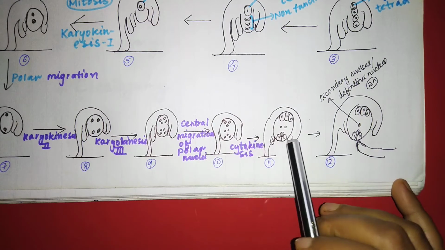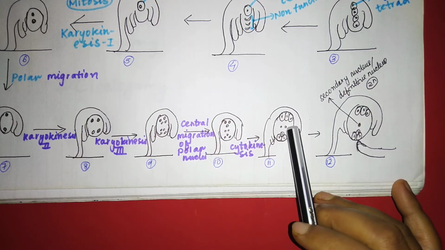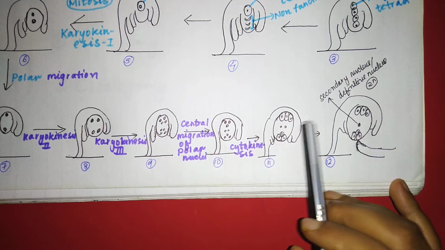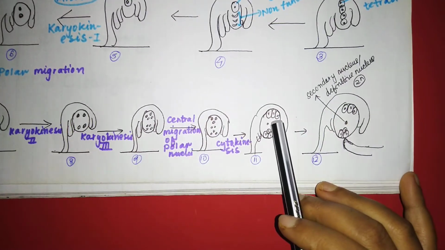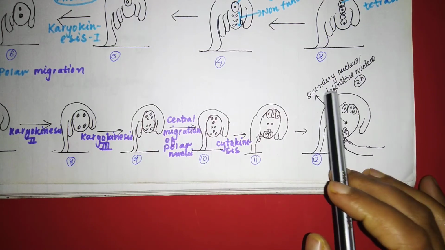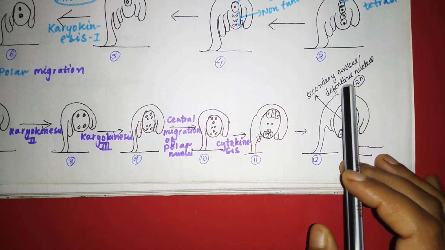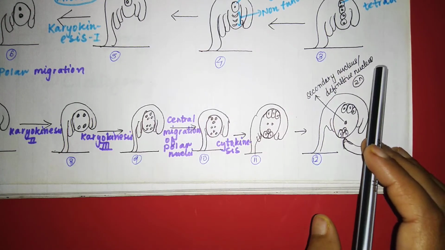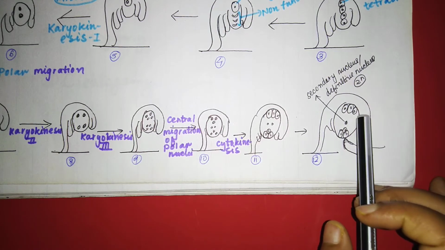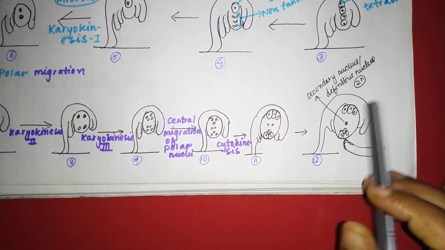towards the micropylar end and towards the chalazal end, and the 2 nuclei which are present at the center are known as polar nuclei. Before fertilization, these polar nuclei will fuse and form a secondary nucleus, which is also known as a definitive nucleus. So this is the structure of the embryo sac. In the next video we will discuss the embryo sac in detail.